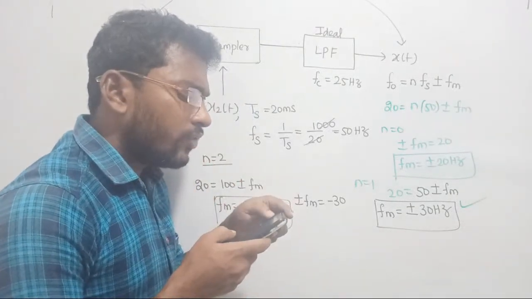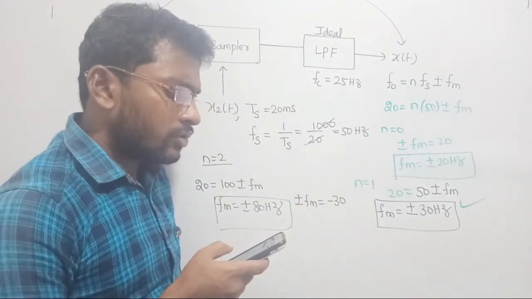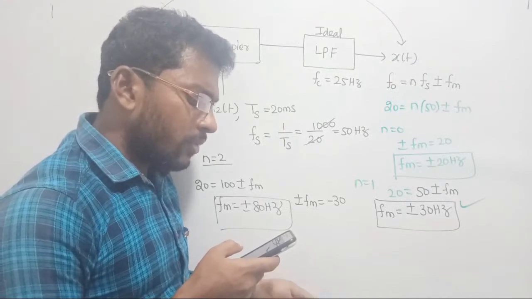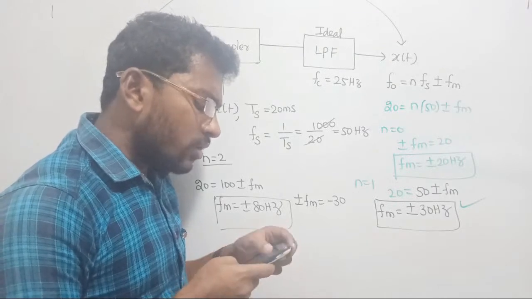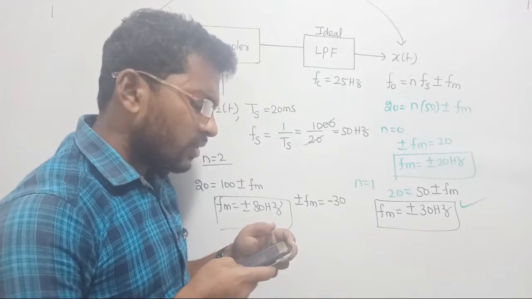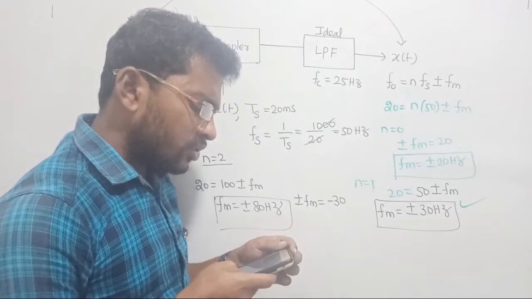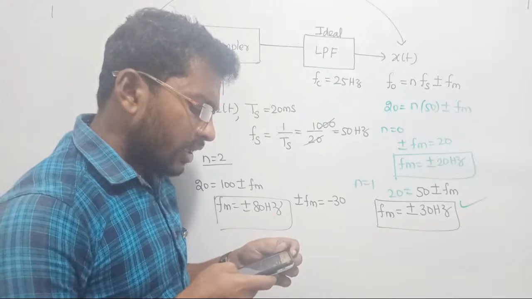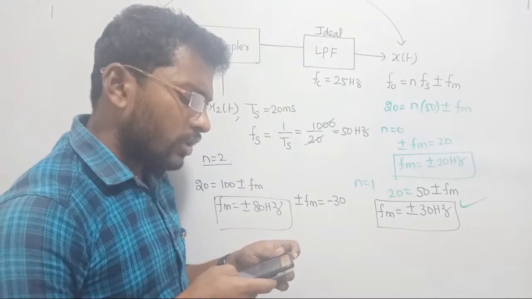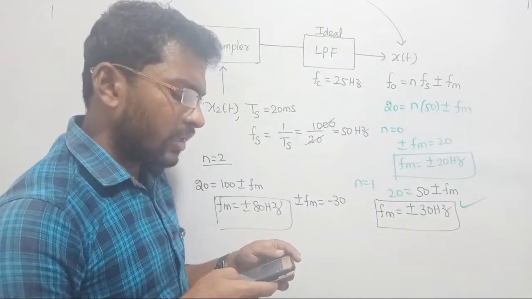Next question: x1 of t, its corresponding transformation is x1 of omega. Second, x2 of t's transformation is x2 of omega. We have two signals whose transfer functions are shown in the figure below. In the figure, h of t is equal to e power minus z into mod t, which denotes the impulse response of the LTI system. For the system shown below, the minimum sampling rate required to sample y of t so that y of t can be uniquely reconstructed from its samples is?